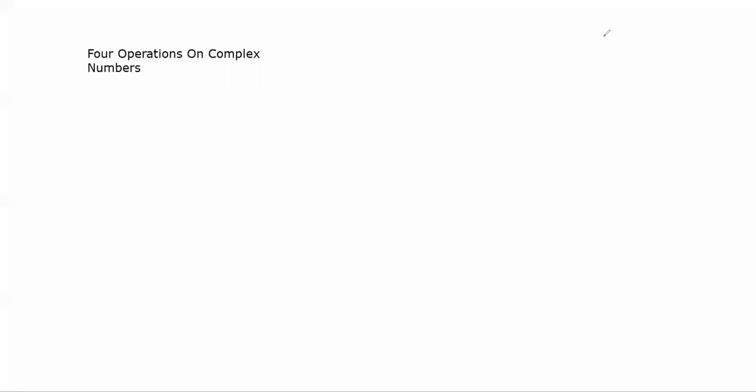Acha, four operations on complex numbers. Now, the addition and subtraction of complex numbers is not different or difficult. It is just like algebraic addition or subtraction. For example, you have a complex number which is 2 plus 3 iota. You want to add this with another number which is 5 plus 2 iota.